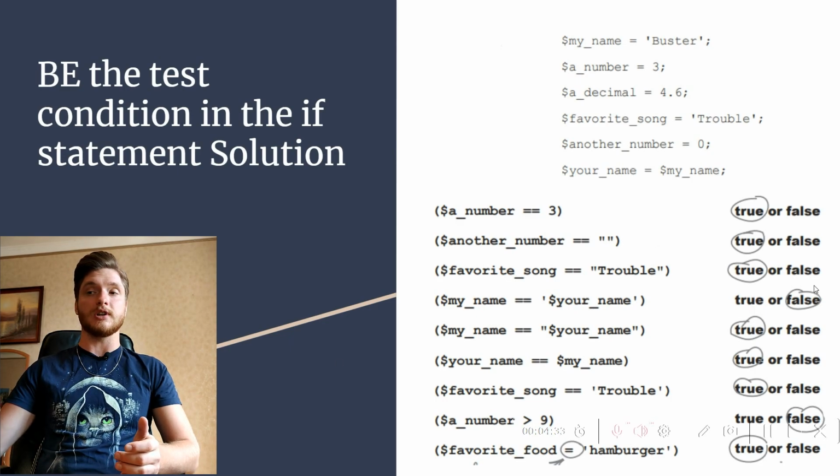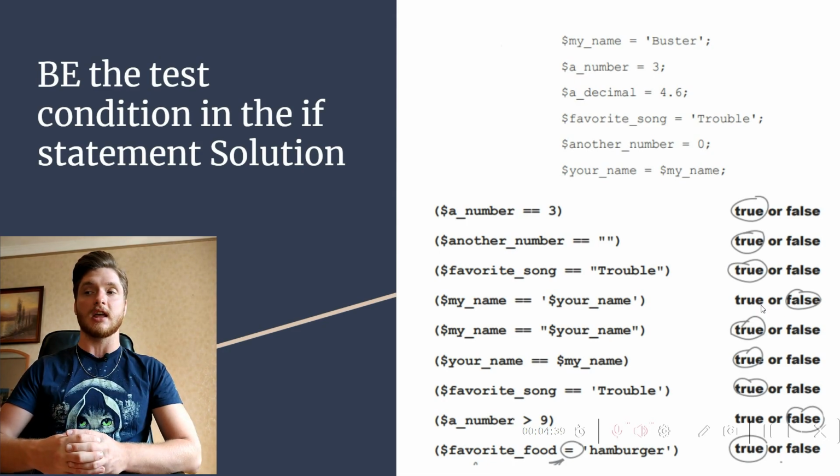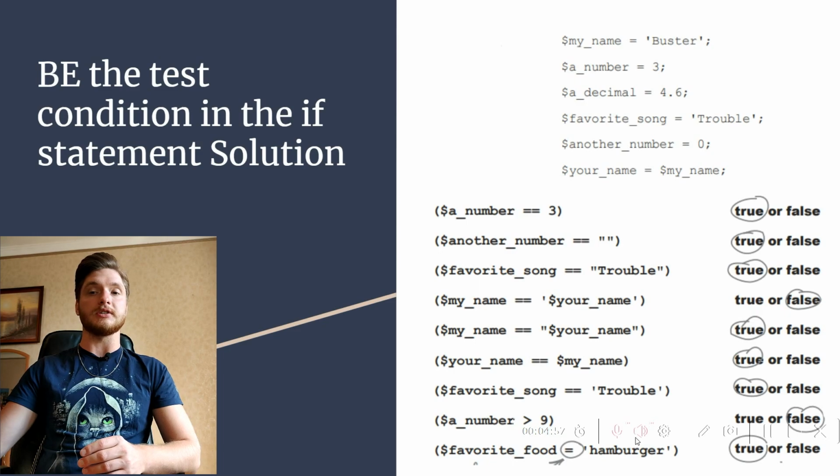Okay, this one is tricky. Since only one equal sign is used here, it is actually an assignment and not a comparison with double equal, and it ends up being true because anything other than 0, null, or false gets interpreted by PHP as true. It should be double equal if we intended this to be a comparison.